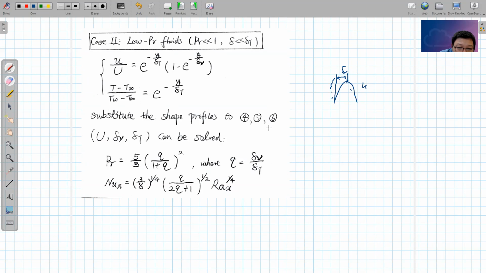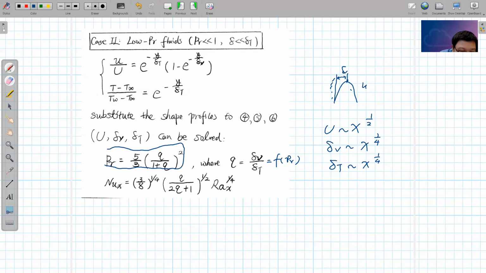You substitute these two equations into equations 4, 5, and 6, and you can get similar results. U changes with the square root of x, delta V changes with x to the power of 1 over 4, and delta T also changes with x to the power of 1 over 4. And similarly, the ratio between delta V and delta T is only a function of the Prandtl number. It is determined only by the Prandtl number and can be solved implicitly by this equation.